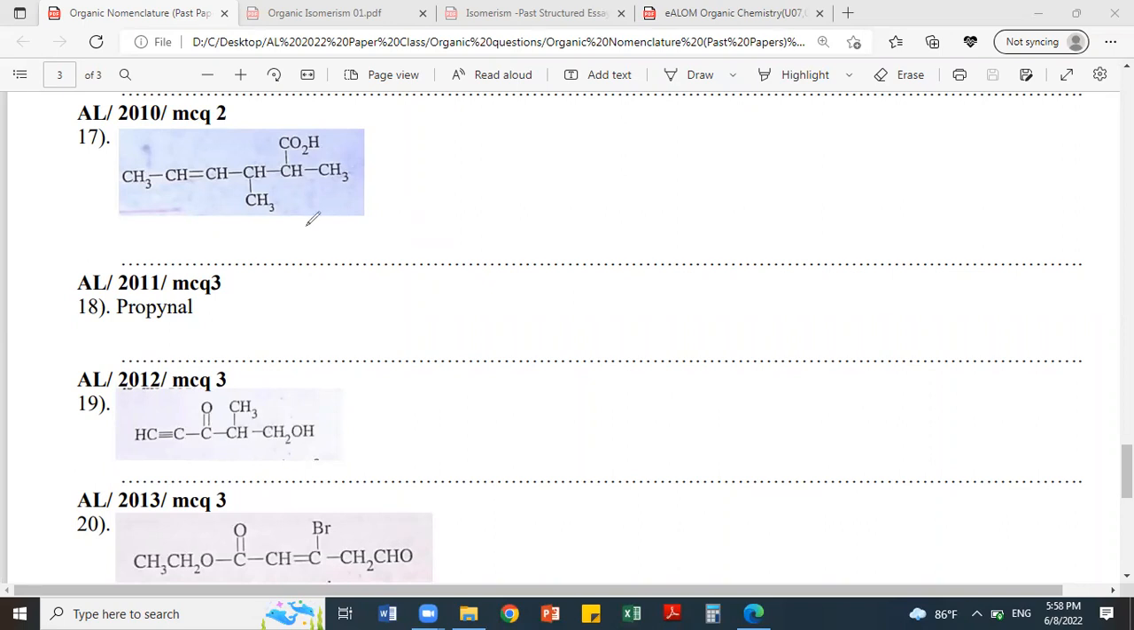Now, this one, can you tell? See again, what is the functional group here? CO2H. CO2H means COOH, right? That is the functional group. That is number one. Let's see the longest carbon chain. You have to start numbering now from the functional group, from this carbon.